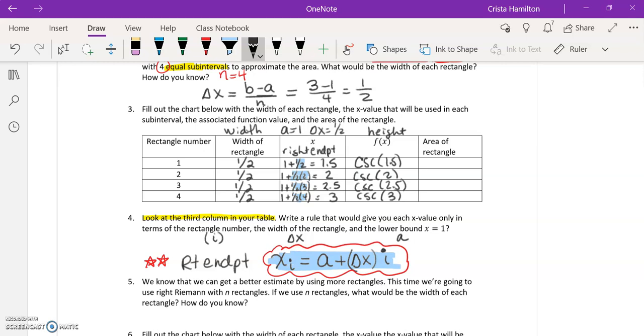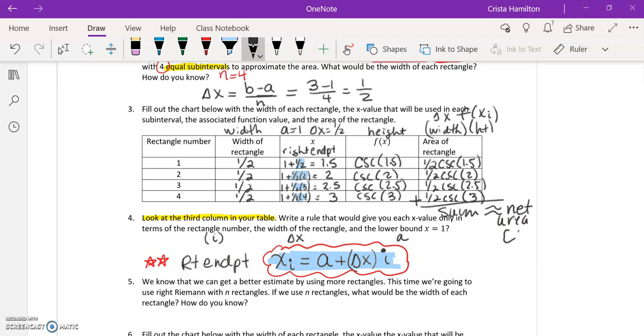And then remember that the area of the rectangle is going to be your width times your height that we just had there. So that's going to be our delta x times f of x sub i. And so for this one, it's going to be very straightforward. The width was 1/2, and then just multiply times our height. And then we would, of course, add that up. And then if I were to add these up, this sum would be approximately the net area from 1 to 3.